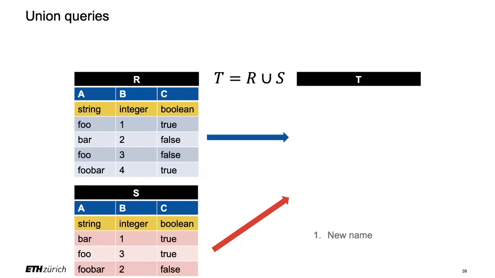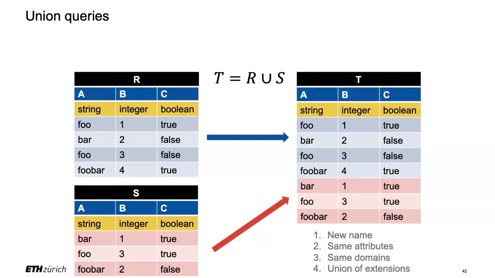7, right? 4 plus 3. I have 4 on the top, 3 below. So that's the same attributes, the same domains, and I take all of the tuples in there. Okay.